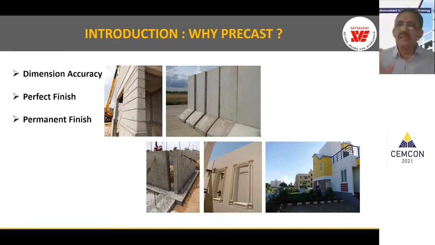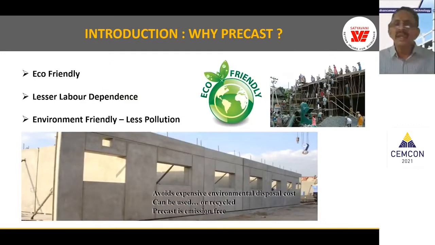And the permanent finish. We all know when we go for plaster or rendering, there will be falling of the plaster and cracks in the plaster, all that. But once we produce in the controlled environment, we have the concrete finish itself for the final facade, then you don't have all these problems and we have the permanent finish. And it is eco-friendly and has lesser labor dependence compared to conventional construction. And lesser pollution on site, definitely. No dust. In Delhi, we see every winter commencing, we all know that construction is stopped because of the pollution. But with precast, we can handle it and maneuver it very easily.